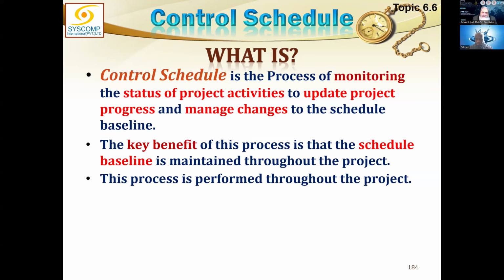Number one, working exactly according to the schedule. Number two, if there are any changes, those change requests are to be moved and a new baseline created, and then for the future you will start following the new updated baseline. That's how control works. And this process, just like planning, is continuous in nature. This can be performed throughout until the end of the project.